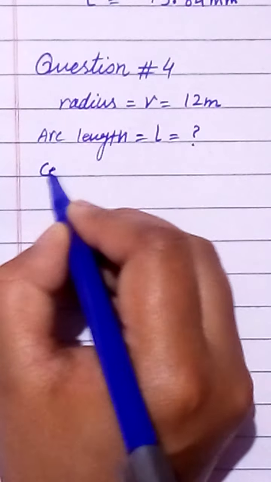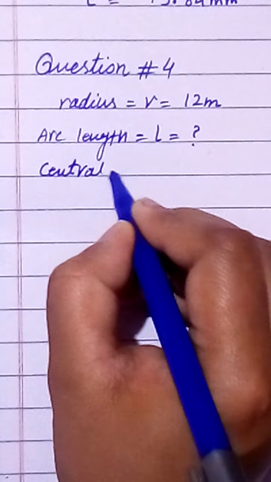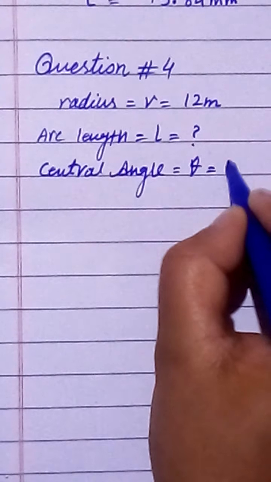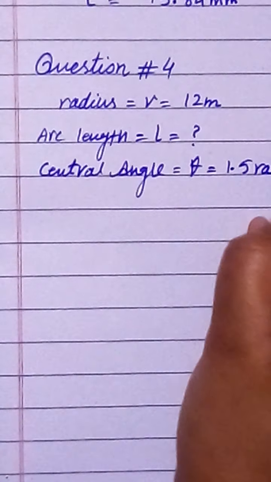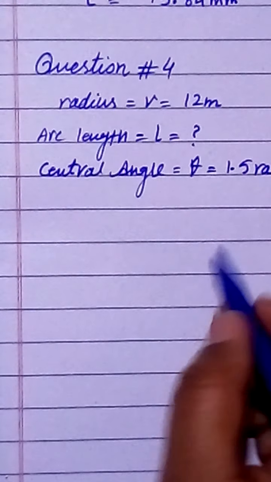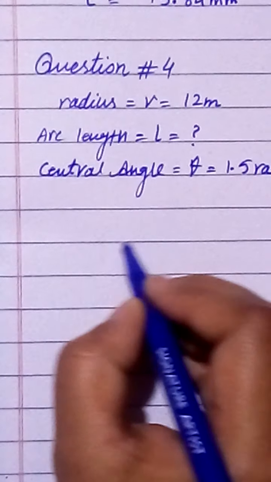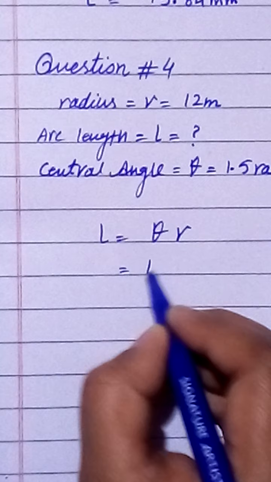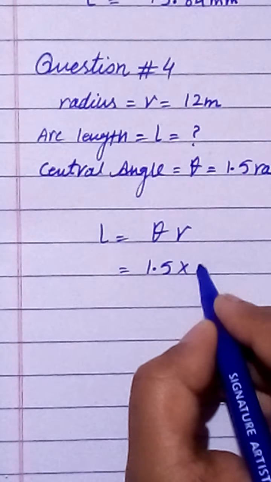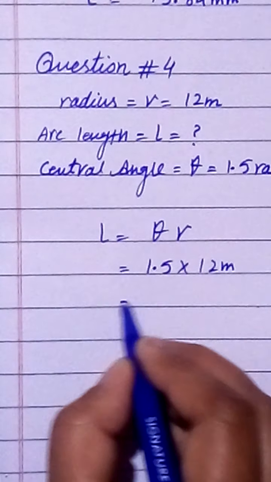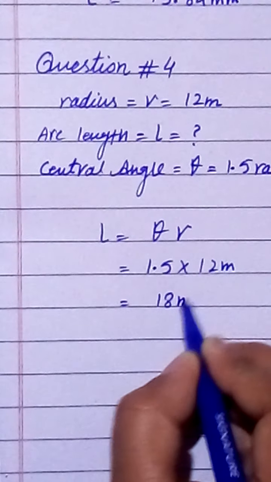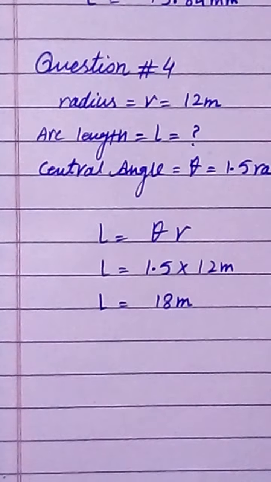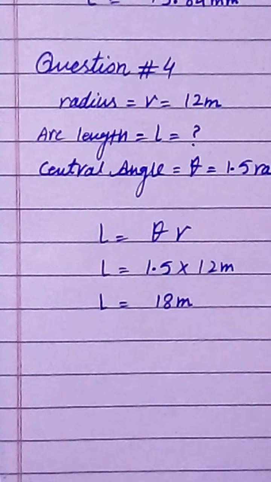Now central angle theta is represented by theta. Theta equals 1.5 radian. So you are going to find out the length. Its formula is length equals theta multiplied by radius. So theta here is 1.5, multiplied by radius here, 12 meter. So after multiplication you get the answer 18 meter. So length equals 18 meter. That is the length of the arc.